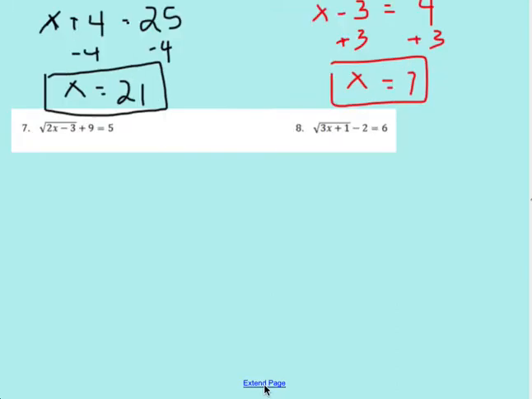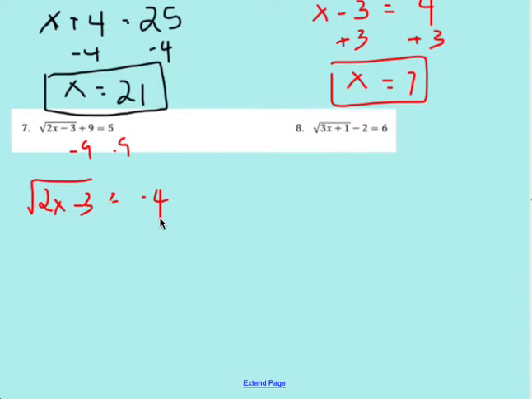All right, let's take a look at number 7. So for number 7, we have that plus 9 on the outside. That's not dealing with our radical at all. So I need to get that plus 9 over to the other side. So I'm going to go ahead and subtract 9 from both sides.